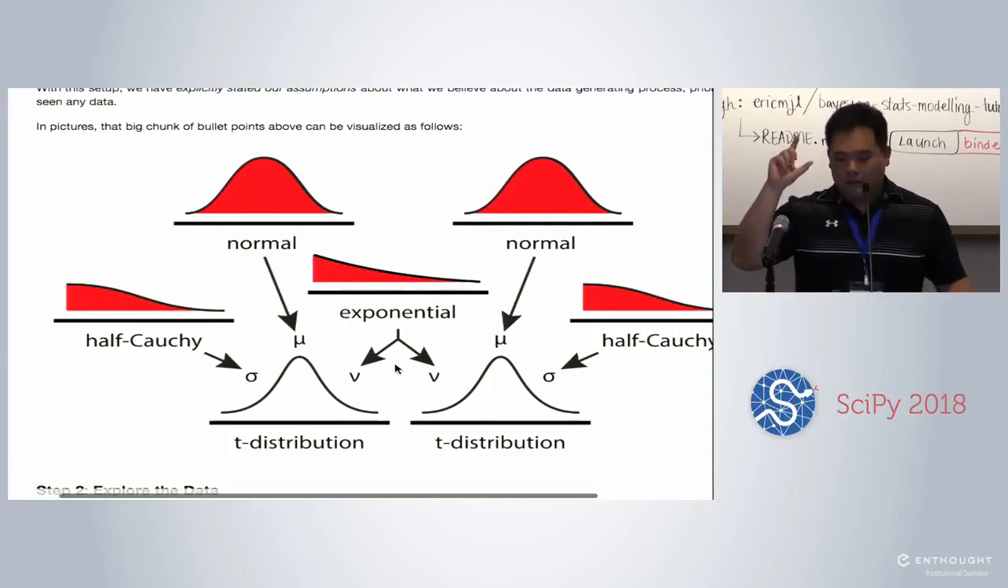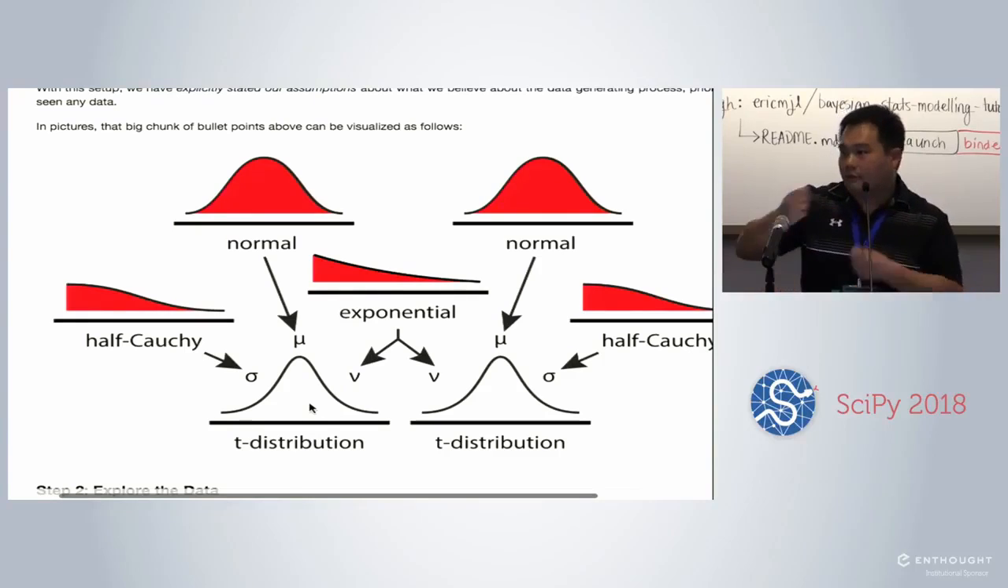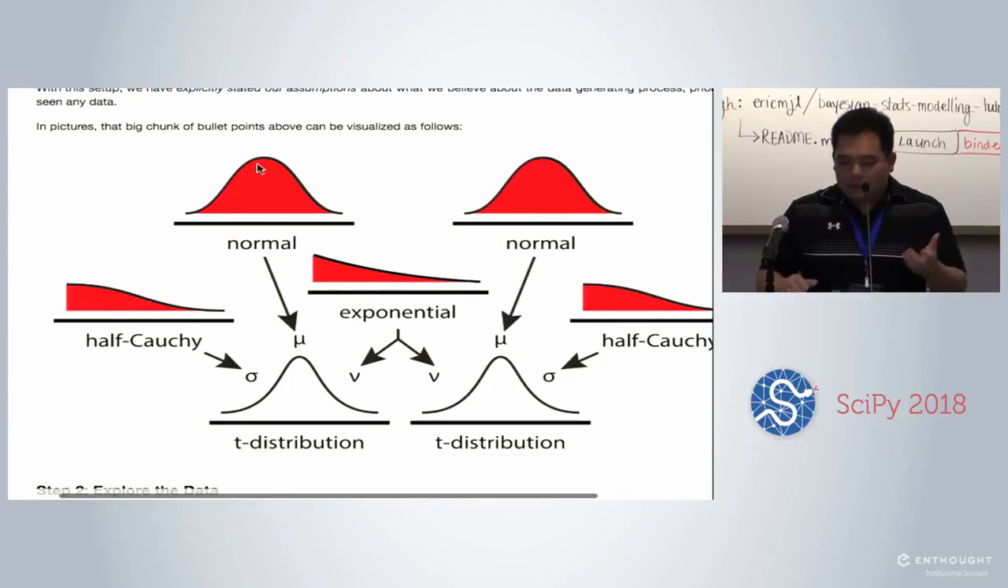If the model is correctly specified, then the data that we draw from here should look pretty close to the actual data that we've collected. So what do we mean by forward simulation? Literally, it looks like this. I draw a normal, I draw a mu, I draw a half Cauchy, I draw an exponential according to the correct probabilities.